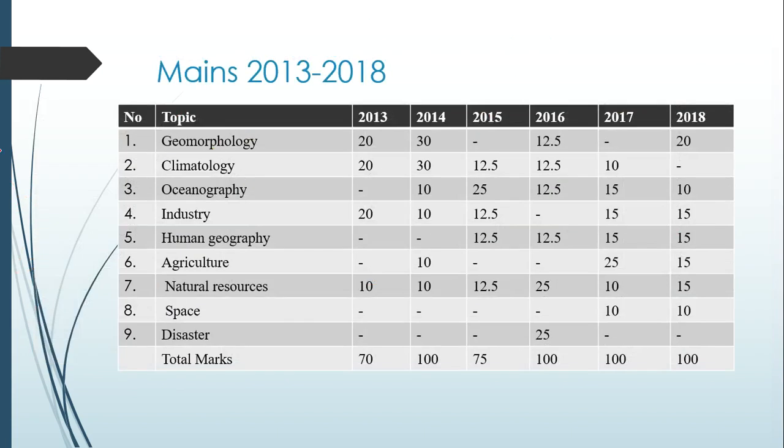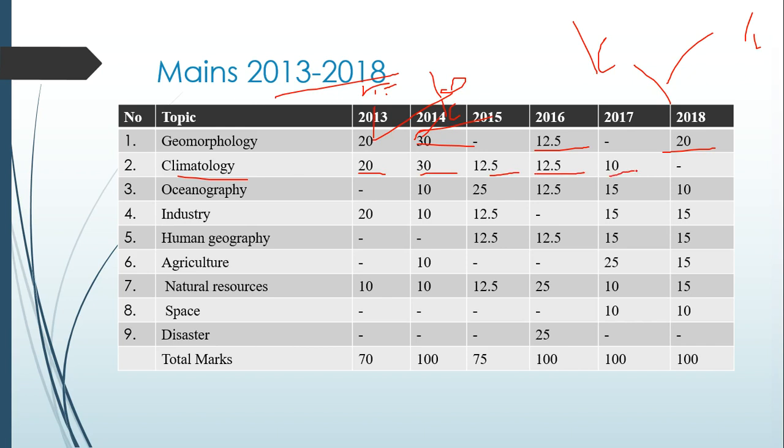Now the Mains 2013-18 analysis. In the geomorphology section, a 20 marks paper came, that is 10 marks each question. In 2014, 30 marks, three questions of 10 marks. In 2015, both questions were from geomorphology. In 2016, a 12.5 marker question. In 2018, 2 questions of 10 marks each. In climatology, 20 marks, the same 2 questions of 10 marks; then 3 questions of 10 marks, 1 question of 12.5, 1 question of 12.5, 1 question of 10 marks.